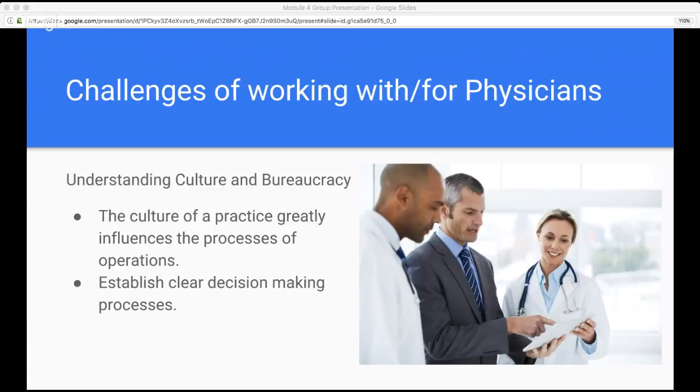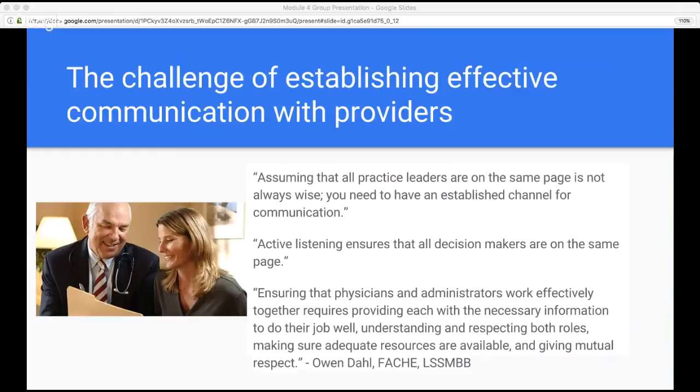The challenges of establishing effective communication with providers. As an administrator or manager, establishing communication channels is essential to serve the provider and the office staff. The manager that is efficient at providing information to those that need it is successful. To collect accurate information, you need to be an active listener.